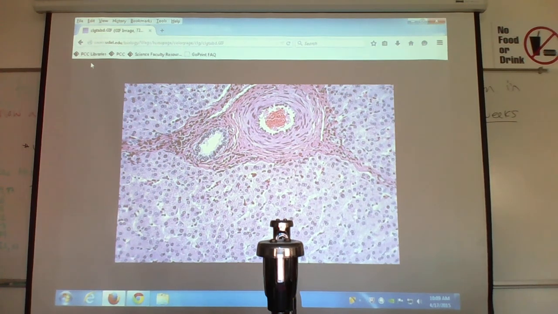So what you would have to do on a slide is the liver. You can see a lobule. You can see the central vein. Our slides usually can't see the triad very well.